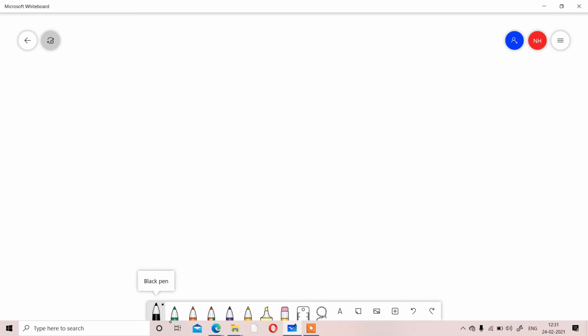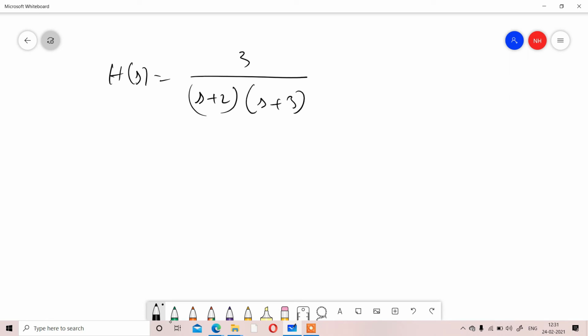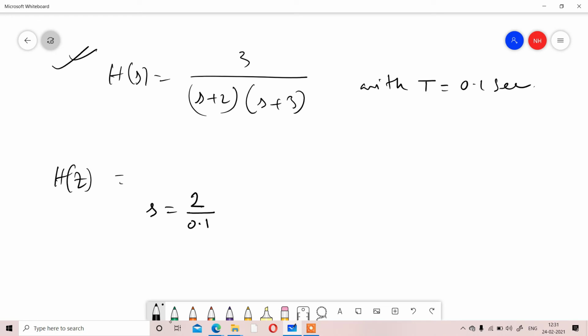Here is another simple problem. Here T is not given. If T is given, suppose H(s) is equal to 3 by (s plus 2)(s plus 3), with T is 0.1 second. That is your H(s). You have to calculate H(z). So what will you do? Simply represent s equal to 2 by 0.1, (z minus 1) by (z plus 1). So if you represent s equal to this and solve it, you will get your H(z).